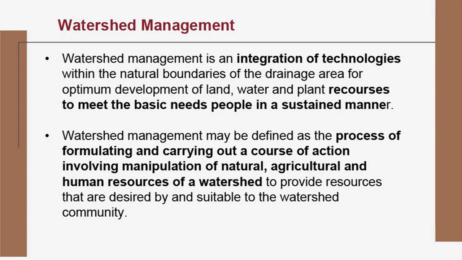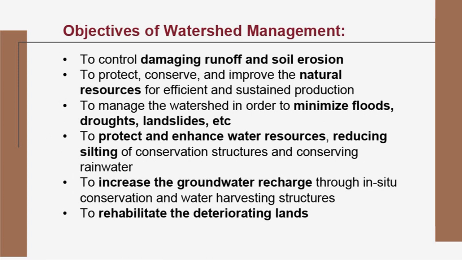no deforestation. Watershed management may be defined as the process of formulating and carrying out a course of action involving manipulation of natural, agricultural and human resources of a watershed to provide resources that are desired by and suitable to the watershed community. So what are the objectives of watershed management? And you can find the advantages also. You can convert these objectives into advantages also if these objectives are fulfilled.